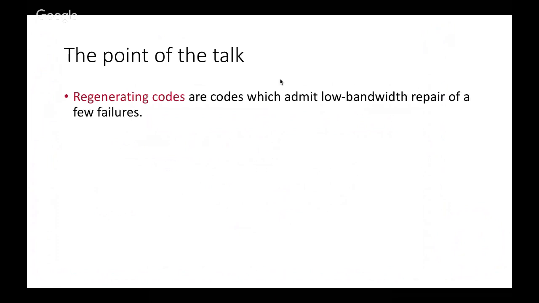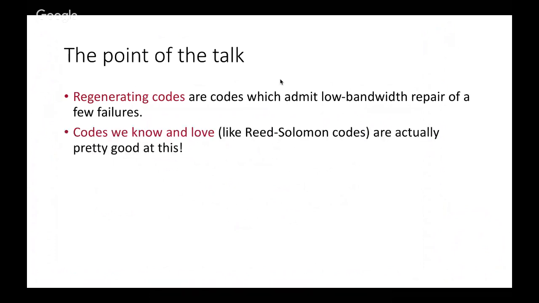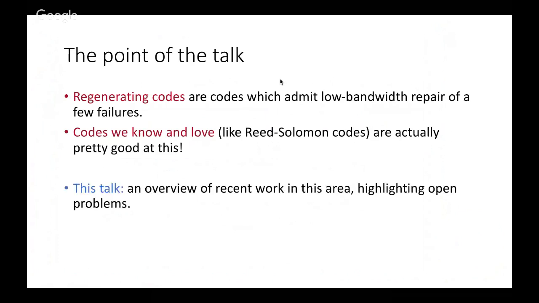So what is this talk about? Regenerating codes, which I will define shortly, are codes which admit low bandwidth repair of just a few failures, motivated by distributed storage. It turns out that codes we know and love, like Reed-Solomon codes in particular, are actually pretty good at this. There's been a whole bunch of work over the past couple of years exploring the extent to which our old favorites are good at being regenerating codes. The point of this talk is to give an overview of some recent work in this area and to highlight a couple of open problems. So that's the main theme.